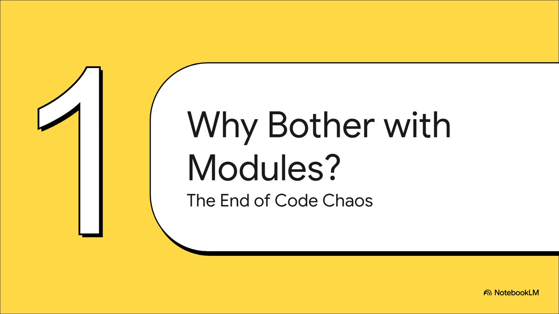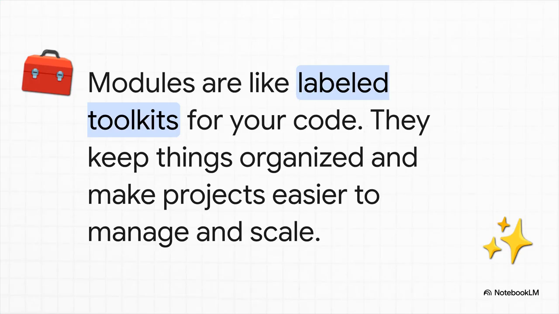All right, first things first. Why go through all the trouble? What's the real payoff for taming that code chaos we were just talking about? The best way to picture this is to think of a module as a labeled toolkit. Seriously, you've got one toolkit just for user stuff. Another one has all your little helper functions. This isn't just about being tidy. It's super practical. It helps squash bugs before they even happen, because the code inside one module can't accidentally mess with another. And it makes your project so much easier to manage and scale up later on.